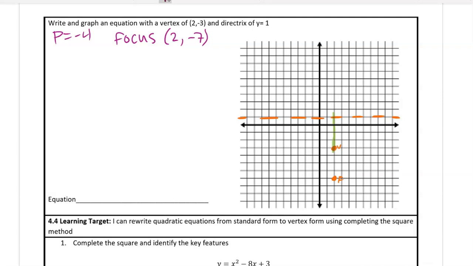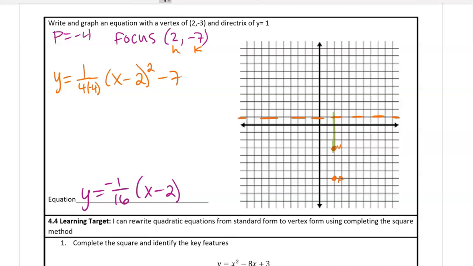Okay, now we have everything we need to write our equation. So using the same equation from before, we have y equals 1 over 4p. Our p here is -4. x minus h. It's positive 2, so we're going to say -2 and -7. Now let's rewrite it, simplifying that denominator. -1 over 16 x minus 2 squared minus 7.